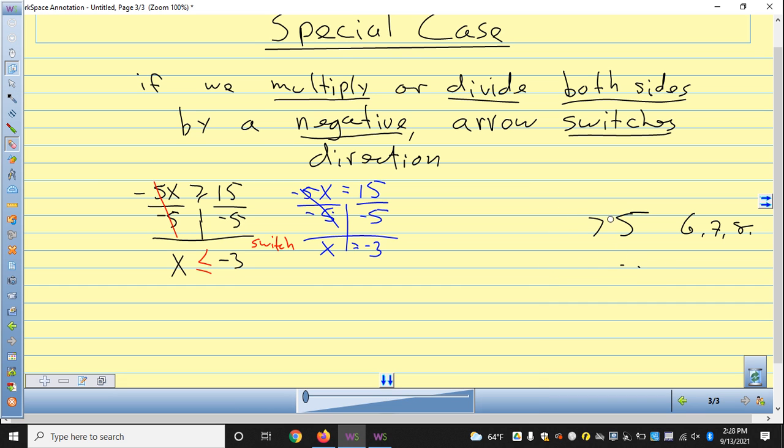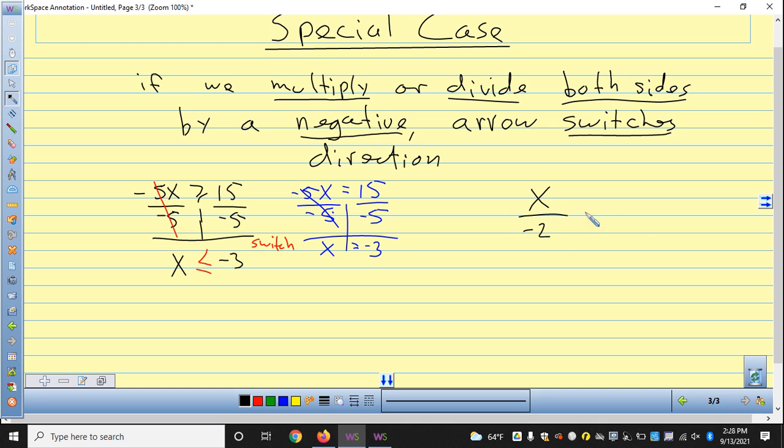All right. Let's do another example. I'm going to say x over negative 2 is less than 8.